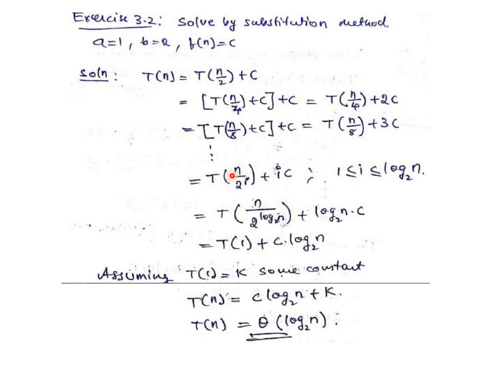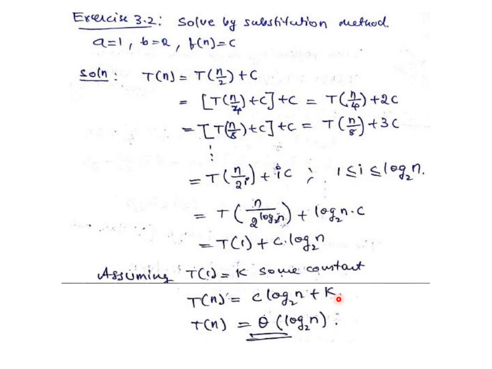So t of n divided by 2 to the power i plus ic. So n divided by 2 to the power log n, which is n divided by n, that is equal to t of 1, plus i replaced by log n base 2 into c. So c into log n base 2. Now t of 1, assuming t of 1 is equal to k, some constant. So we now have t of n equal to c into log of n base 2 plus k, right?